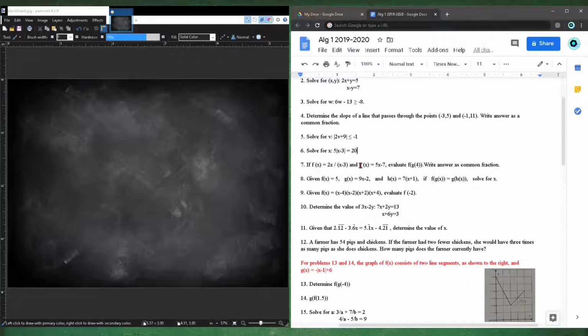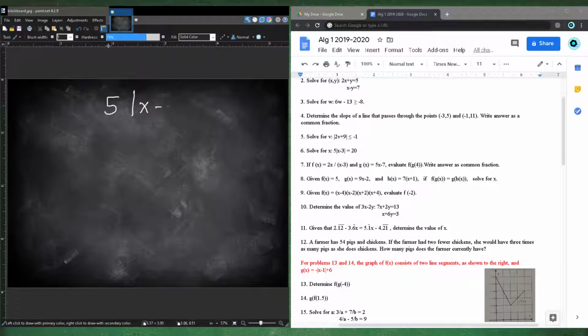Okay, number six. Solve for x, where 5 times the absolute value of x minus 3 equals 20. Now they're both positive, so it makes sense. So the absolute value of x minus 3 is equal to 4. An easy way is to think of it as distance 4 from 3. 4 away from 3 is 7, and 4 behind 3 is negative 1. So those are your two answers.